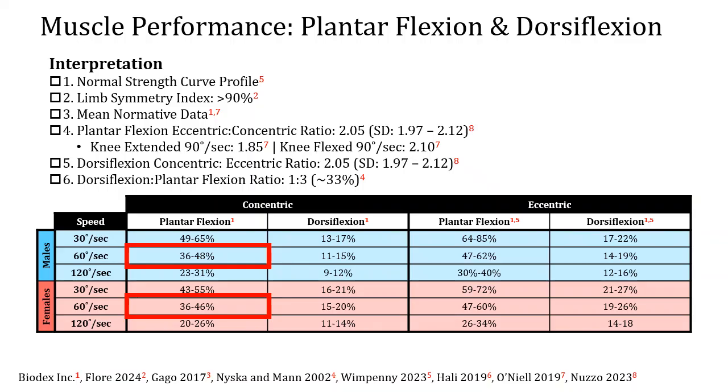And then we saw previously in the last slide that you would want the individual to be able to produce up to 80% of body weight, and those values can really only be achieved during the eccentric aspect of the testing range, and during those higher forces, which would be produced at 30 degrees per second.